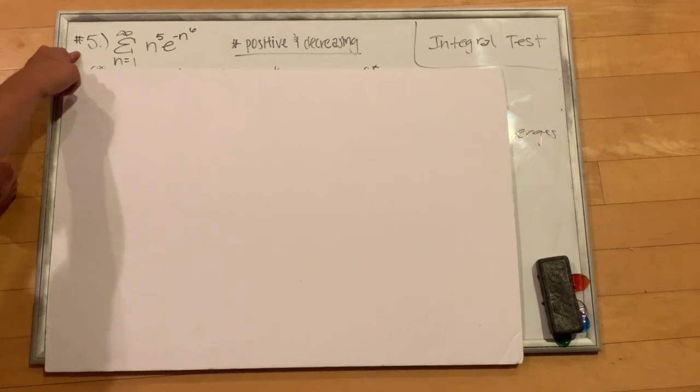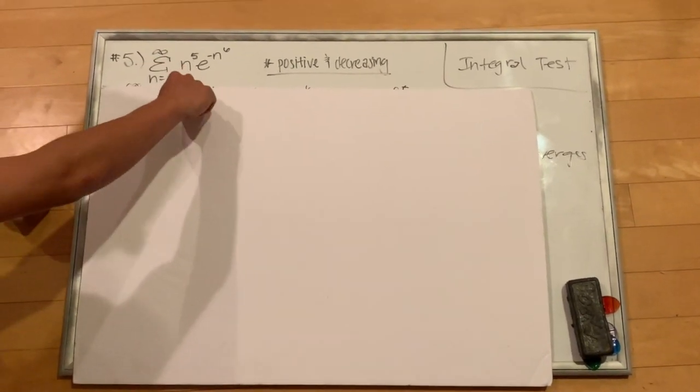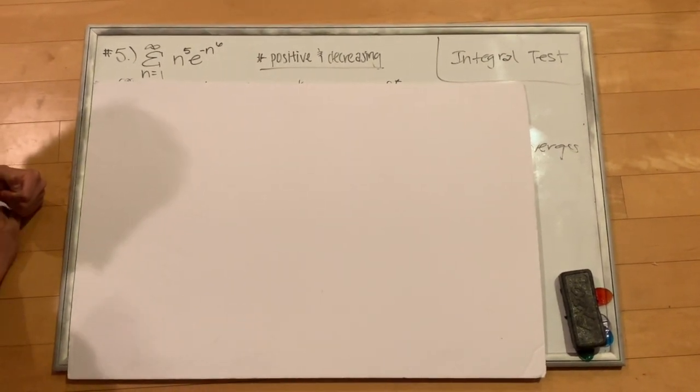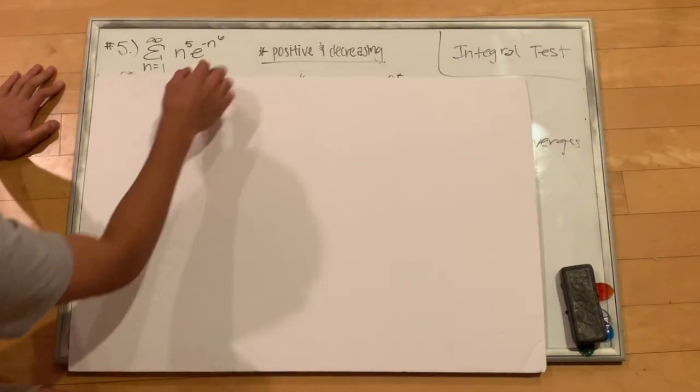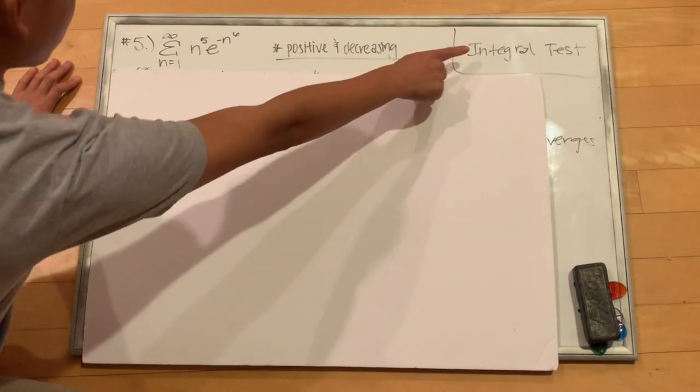So now we're going to do number 5. And it's the sum from 1 to infinity of n to the power of 5 times e to the power of negative n to the power of 6. And since we can see that there might be u-substitution involved, we're going to use the integral test.